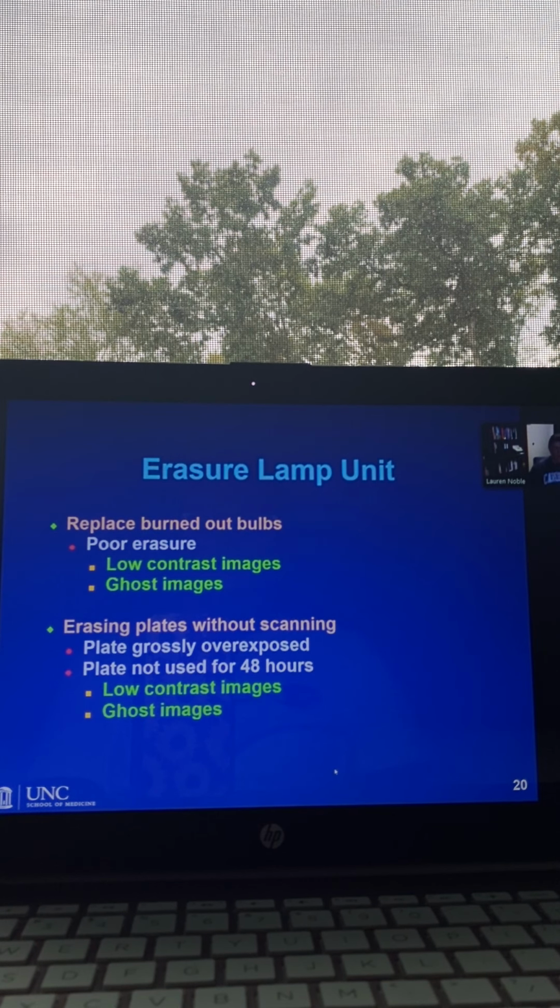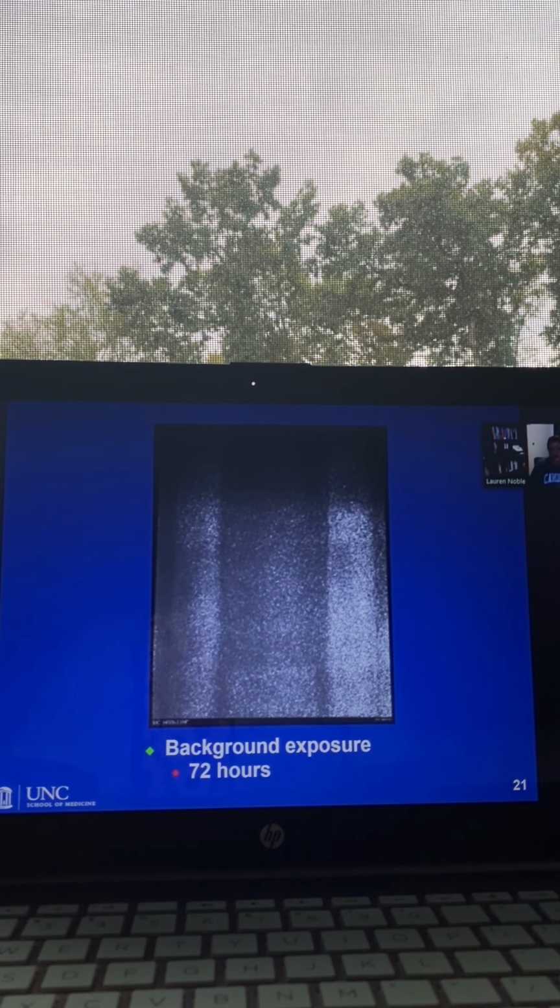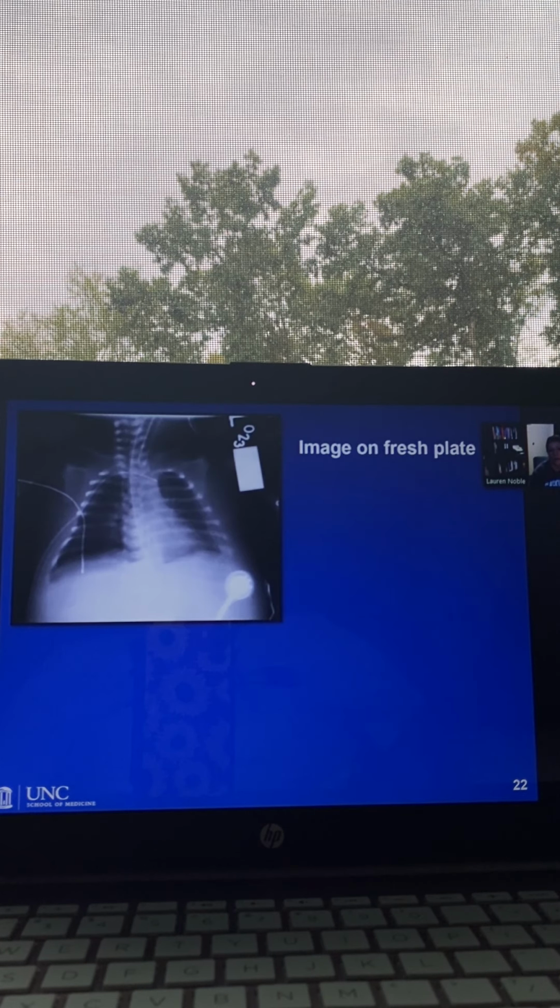This is an example of an imaging plate that sat for 72 hours. What I did was process it, and you see how it accumulated background radiation. Because if I didn't make an exposure to it, that plate should appear white on the workstation. But it appeared like that, and that's just from background radiation after 72 hours. It will look very similar to that even after 48 hours. Okay, so that's the rule of thumb. You have to erase it after 48 hours.